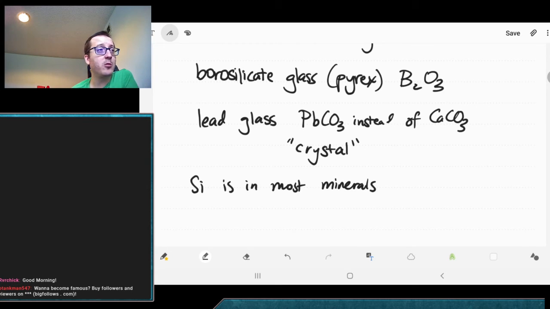So, you've got quartz, you've got a whole bunch of different rocks that are silicon based, where we have various combinations of oxygen and other atoms in there. Let's see, we have talc is silicon based. Who cares? We have asbestos is silicon based.